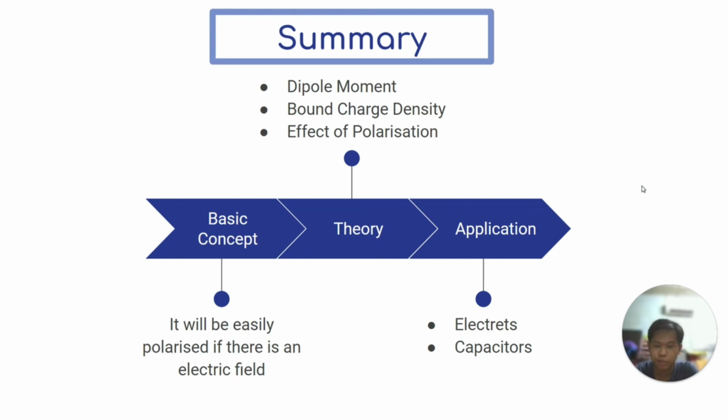To sum up everything just now, we can conclude that dielectric materials can be polarized easily when an electric field is applied to them. There are some theories that relate to dielectric materials, such as dipole moment, bound charge density, and the polarization effect on electric fields. Besides that, electrets and capacitors are the common applications for polarization in dielectrics.